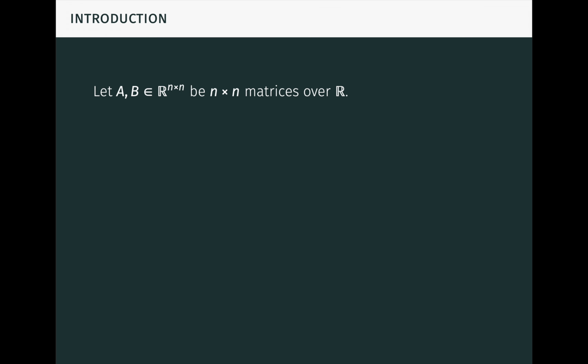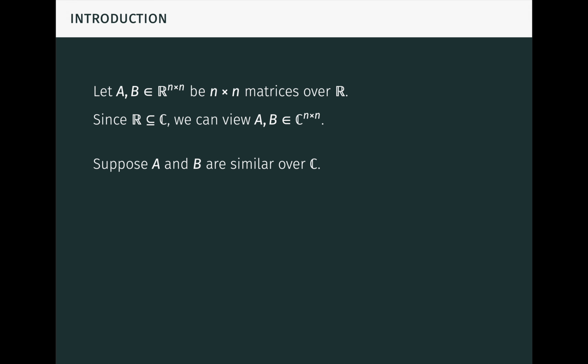Let A and B be real n by n matrices, that is, matrices whose entries are real numbers. Since real numbers are complex numbers, we can view A and B as complex matrices. Suppose that A and B are similar over the complex numbers. This means, by definition, that there's an invertible complex matrix P taking B to A under conjugation.